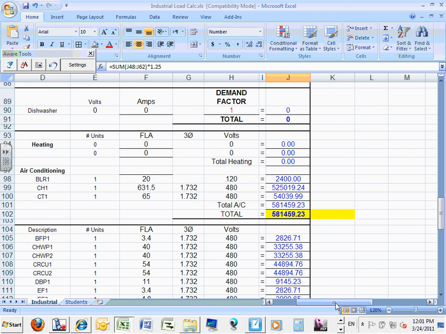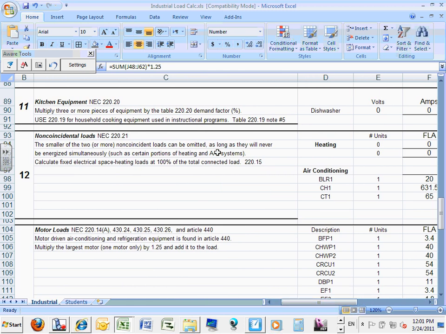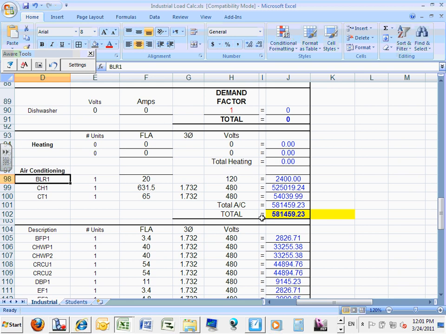Let me go to the mechanical equipment, guys. Now, for mechanical equipment, there's the non-coincidental load. The two non-coincidental loads that we have are a boiler pump, and a chiller and a cooling tower. The chiller and the cooling tower are by far the biggest loads.